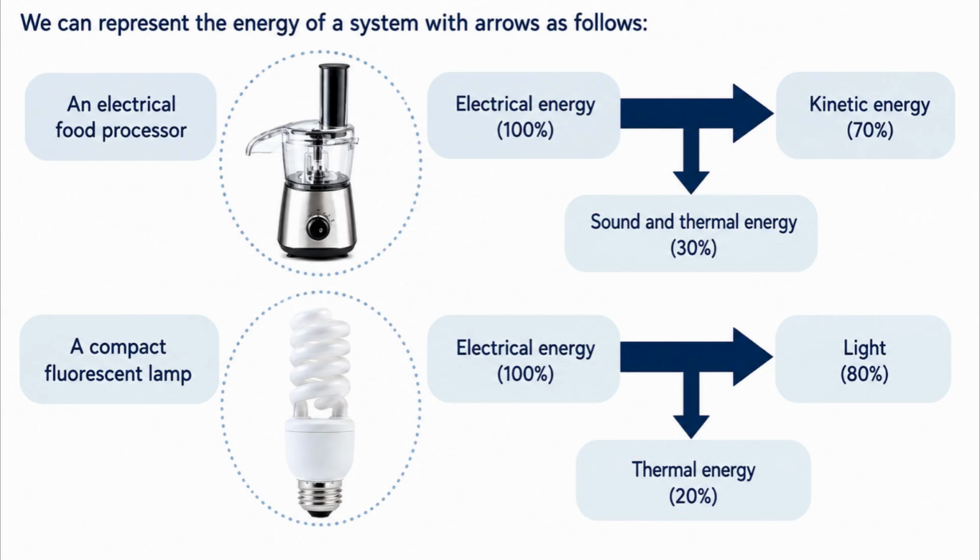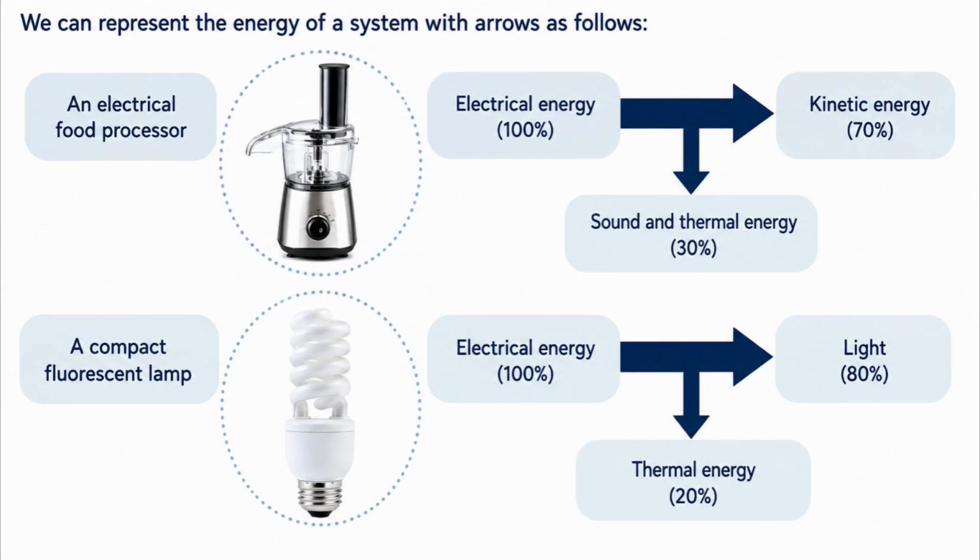Now look at the compact fluorescent lamp. The lamp also starts with 100% electrical energy. Its useful purpose is to produce light, so 80% of the electrical energy is transferred into light energy. The lamp also gives off some heat. 20% of its energy is transferred as thermal energy. The heat is not the main reason we use a lamp, so it is counted as wasted energy.